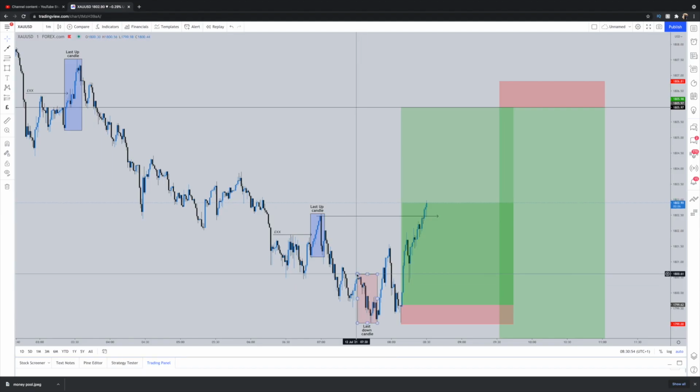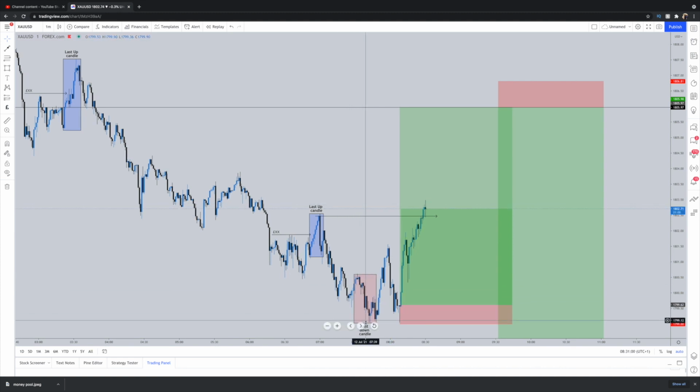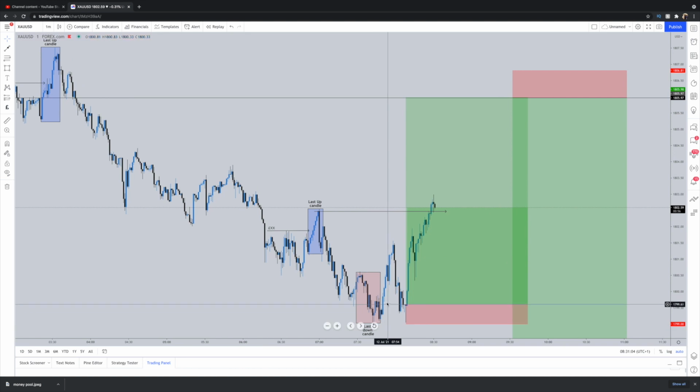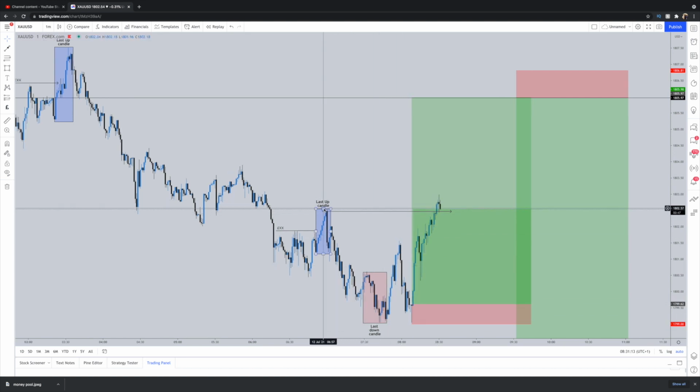I have adjusted the last down close candle. It did actually start from here. There were lows down here. We ran out those lows and then we pushed higher. This is if you wanted to refine it even more. We have broken above the last up close candle. I am very confident in this trade right now.